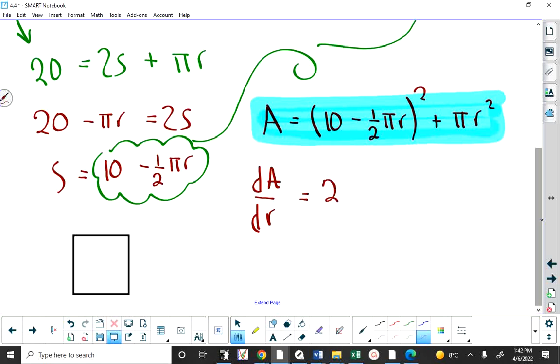I swing the 2 around the 10 minus 1/2 pi r. I drop one from the exponent and I multiply by the derivative of what's inside. Don't forget I'm differentiating with respect to r. So the derivative will be negative 1/2 pi, the coefficient of that r inside. And then plus the derivative of pi r squared, which is 2 pi r. You okay with that? Okay.